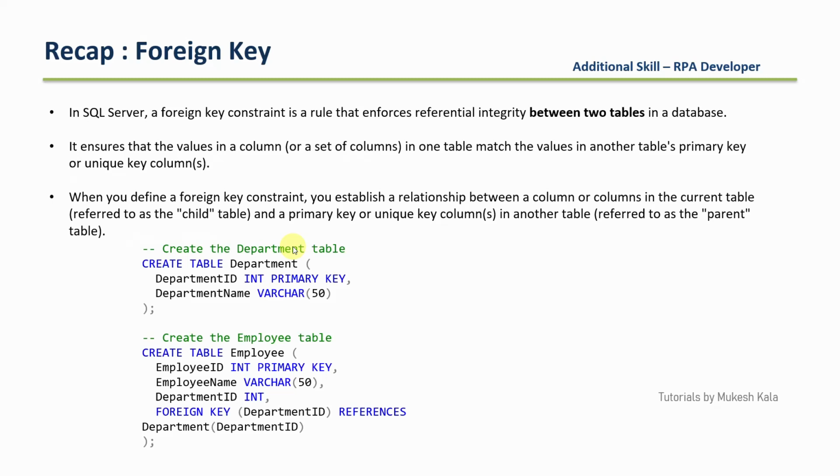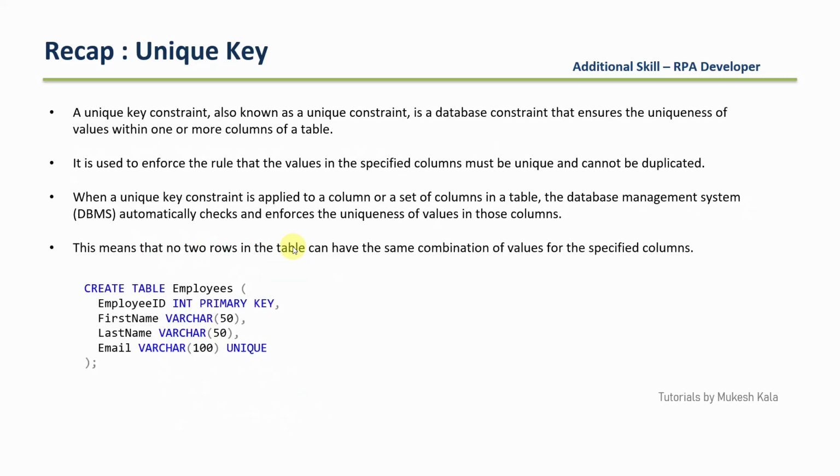You can build any kind of relationship. Let's say you are building a student database. A student should be a part of some class: class 1, class 2, class 3, class 4. That kind of relationship is done with the help of a foreign key. This also we have explored.